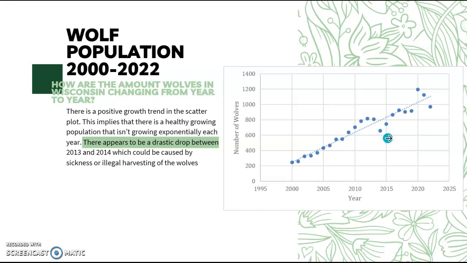There appears to be a drastic drop in 2013 and 2014, which could be caused by sickness or illegal harvesting of wolves. The graph shows a linear trend in growth each year. The type of line I used was a linear trend line. The trend line shows that there is a linear relationship between most years and the wolf population each year.